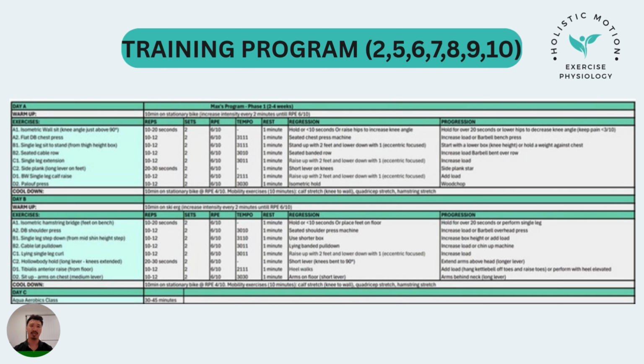Exercises A2 and B2 are focused on maintaining function and strength of the unaffected upper limbs and to balance the program out to encompass the full body. The exercises are split into horizontal push and pull, followed by vertical push and pull. Strength and function from these exercises can be transferred to Max's ADLs.